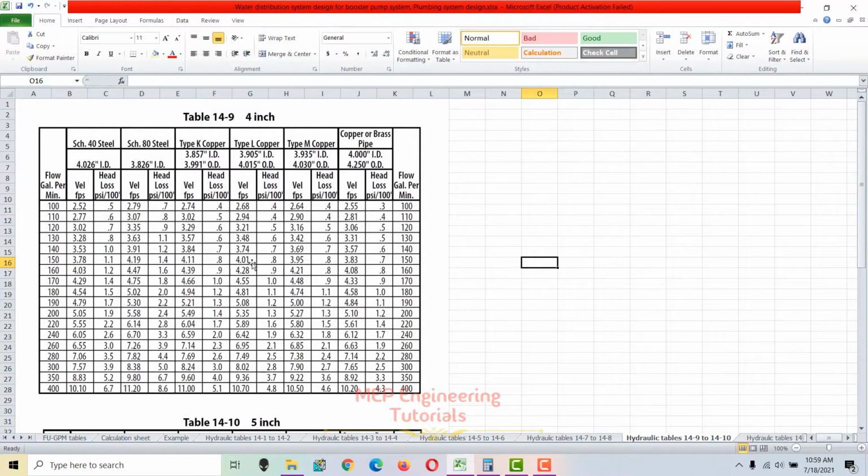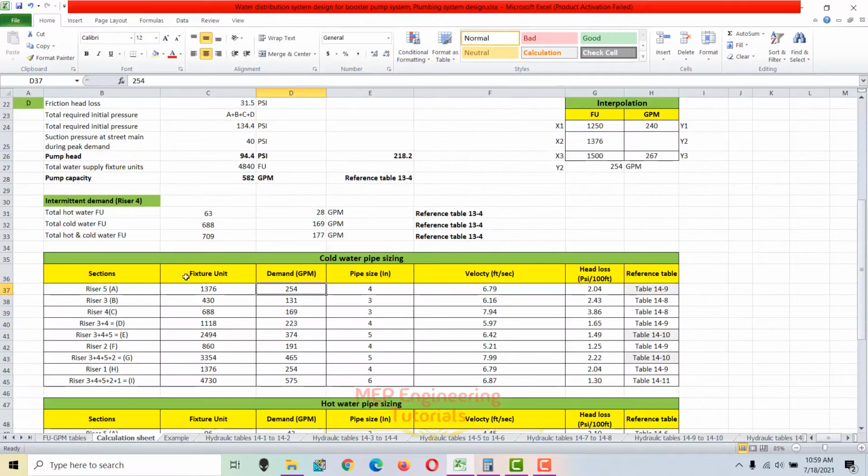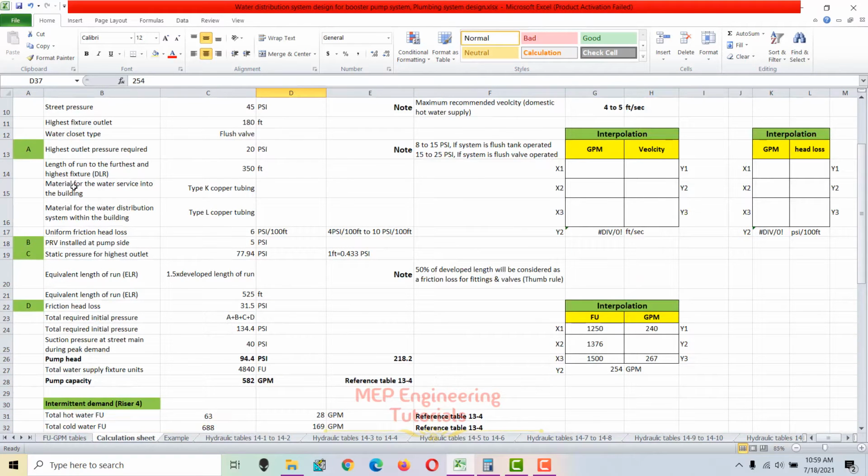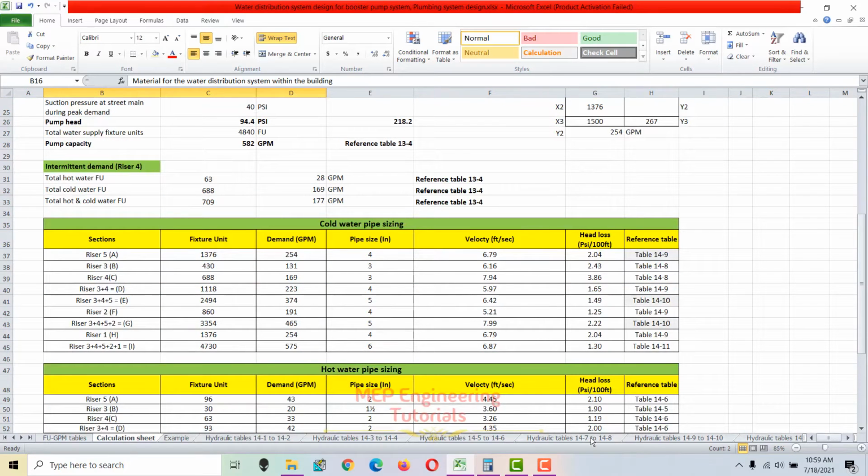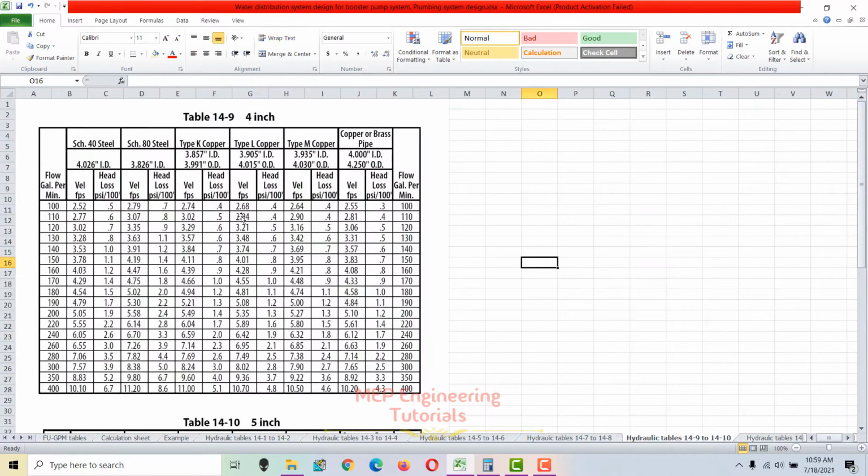If you remember, in the beginning I said that the material for water service into the building is copper K and the distribution system inside the building is copper L. So we have to check this L copper tubing for 254 GPM. If you see that we have 240 GPM and 260 GPM, we don't have 254 GPM, so we will interpolate the value for 254 GPM.